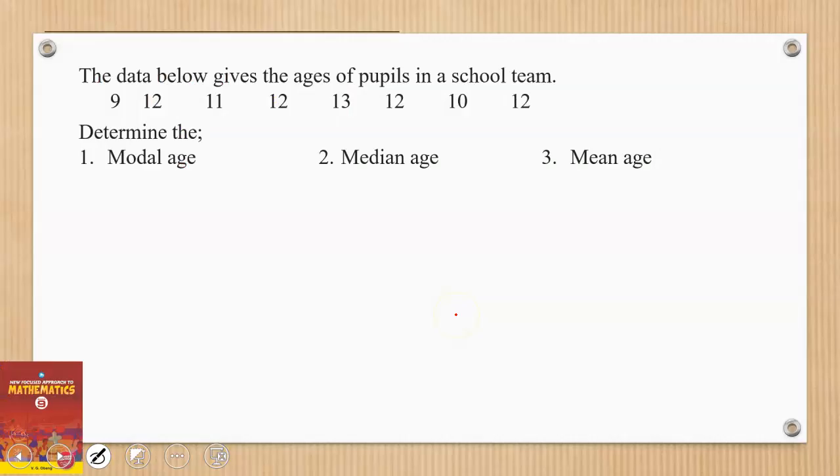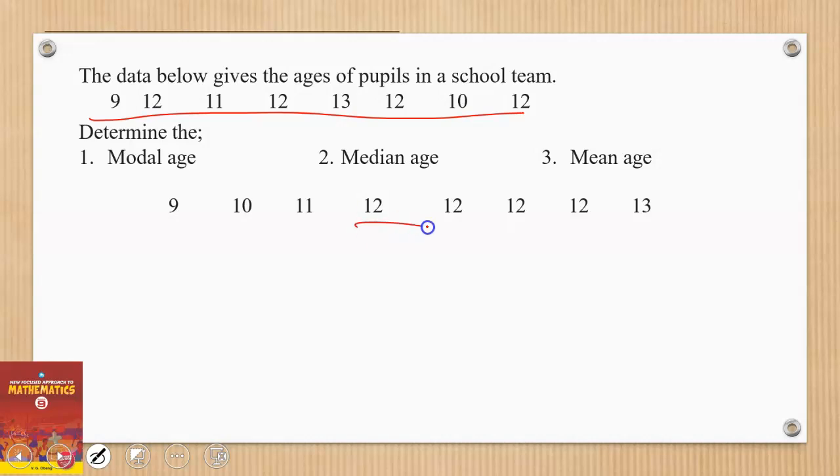Let's take an example and see. If you are given the data below, these are the ages of people in a particular school team. We want to know the modal age, the median age, and then the mean age. Now, if you look at this data, the modal age simply means we are looking at the most occurring number, or most occurring variable or age. And if I arrange it this way, I can see that 12 occurs mostly. It has the highest frequency. For that matter, our modal age is 12.